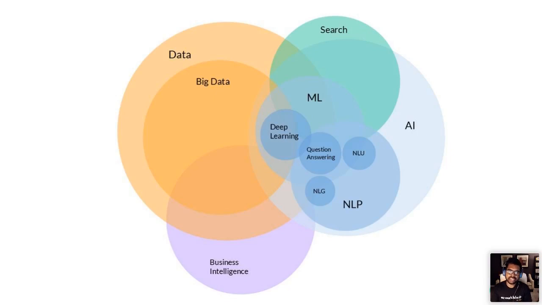And you can see how these four areas intersect with each other. Within AI, there's a subspace of machine learning and also natural language processing. And within natural language processing, there are three different areas called natural language generation, question answering, and NLU, which is natural language understanding. So that's how this whole world of AI and search and business intelligence and data sits with each other.